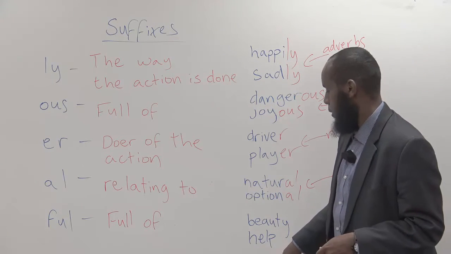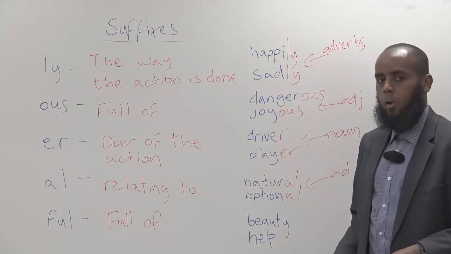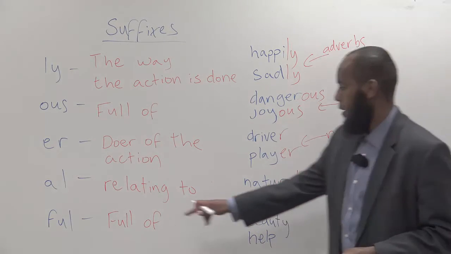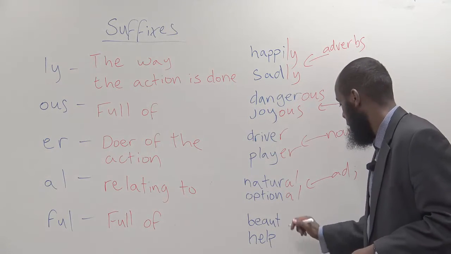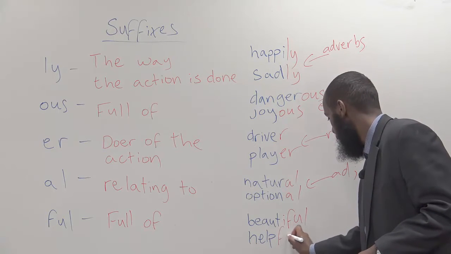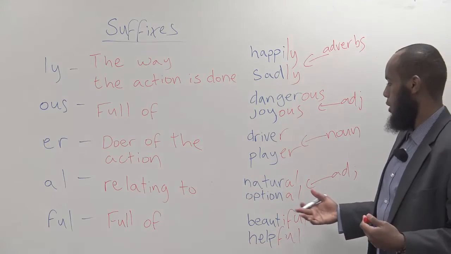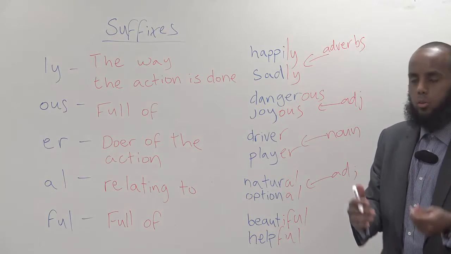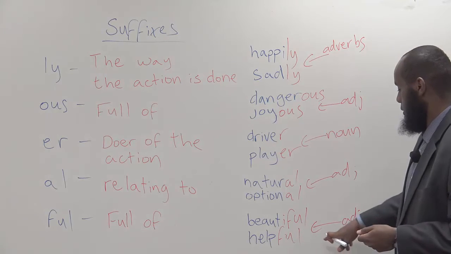Beauty and help are two nouns. So beauty is something which looks nice, and help is something useful. So they are nouns. So we will add ful to give them the new meaning. So beauty, we'll take away the y and add i, ful. So now they became adjectives. So beautiful is something which is very beautiful, looks very nice, and helpful is something very useful. So they both became adjectives.